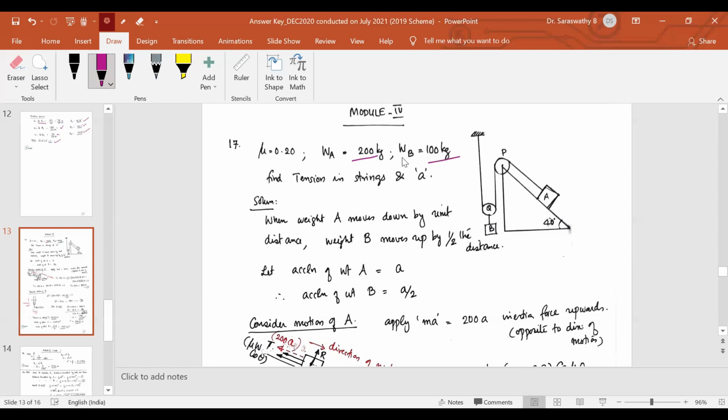So weight will be 200 into 9.8. So these are the masses, M. Weight will be that into 9.8 Newton. So let us first of all, in order to analyze it, we have to consider A and B separately.